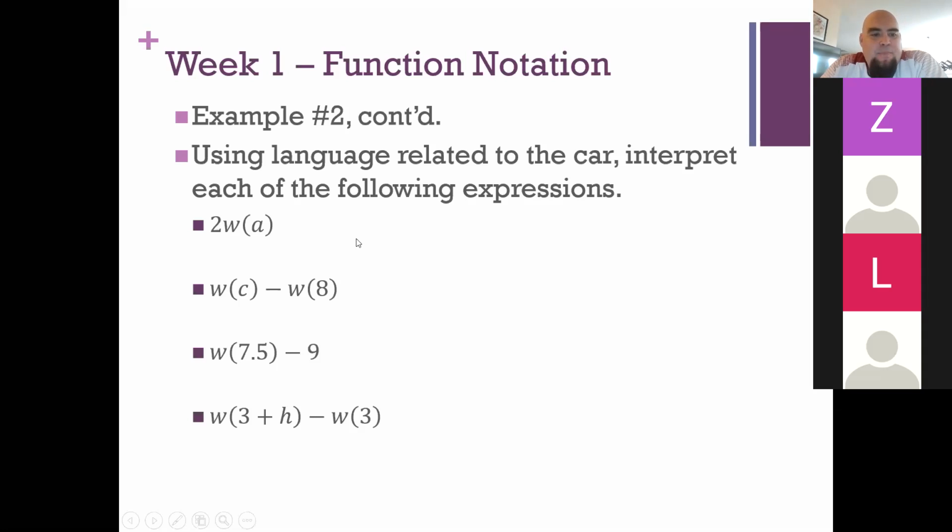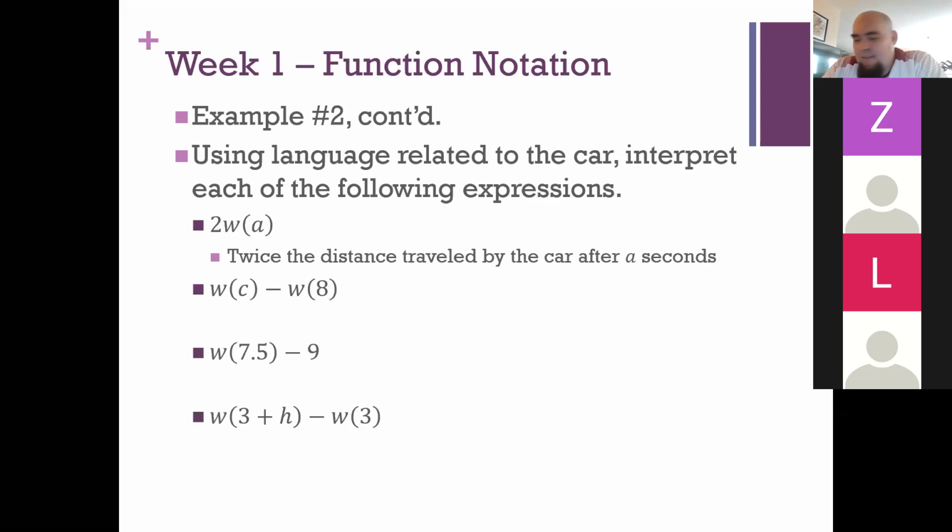All right. Let's get after it. How about 2W of A? What does that mean? Is it 2 times the distance traveled in A seconds? Yes, so twice the distance traveled in A seconds. And what are we measuring that in? Feet. Yeah, so twice the distance traveled by the car after A seconds. And I just told you to be specific, and then I was not, so that's my fault.